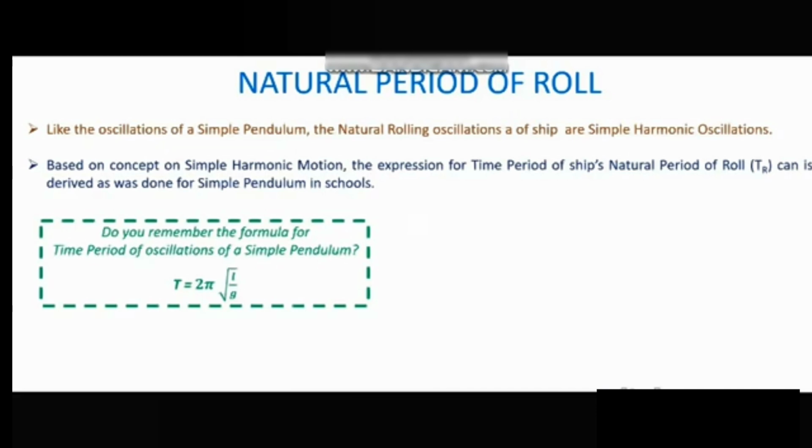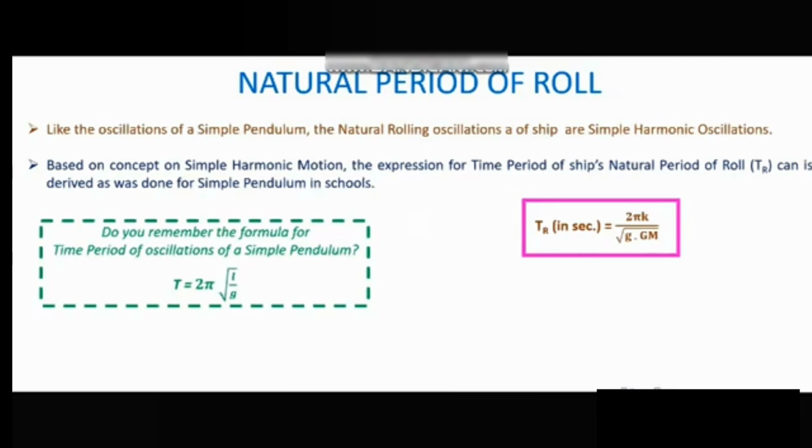Correct? Exactly on similar lines, following the principle of harmonic oscillations, the time period formula has been derived for a vessel, and the period of roll or time period of a roll for a ship in seconds is given by this formula. This is what you need to remember. T_R in seconds, time period of roll in seconds. This natural roll we are talking about is 2π K upon square root of g GM.